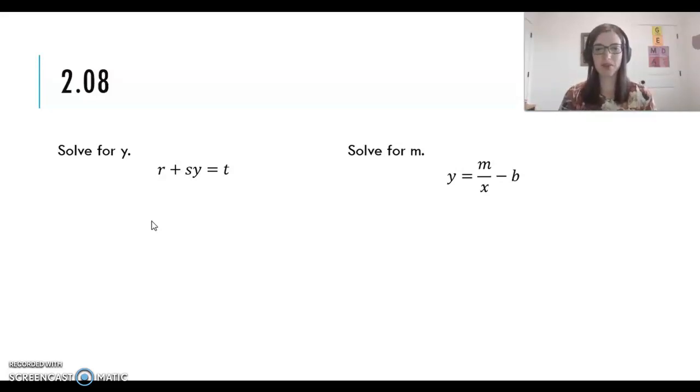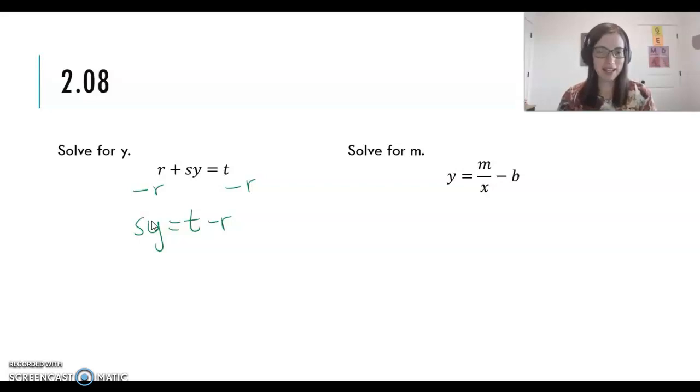So our first example, we've got solve for y. R plus sy equals t. So I'm trying to get everything away from my y. To do so, I'm going to subtract r from both sides. So I'm left with sy equals t minus r. I can't combine my t and my r. They're not the same term. They're not like terms. So it's just left with t minus r.